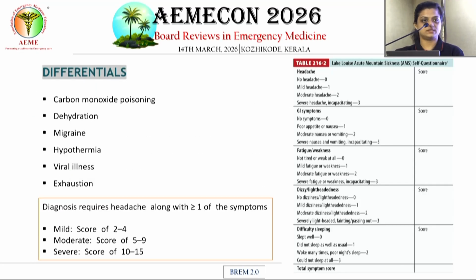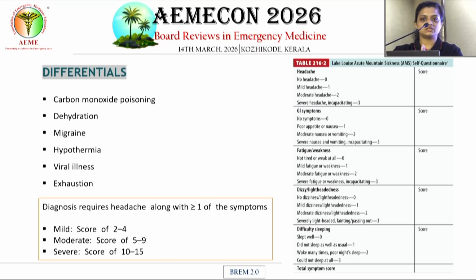So what are the differentials? Differentials include dehydration, migraine, hypothermia, viral illness, and exhaustion. Carbon monoxide poisoning is something else, again, which should not be overlooked. Because, you know, in tents there will be hypothermia, so you'll be burning fire and all. So carbon monoxide poisoning is also a very important differential.